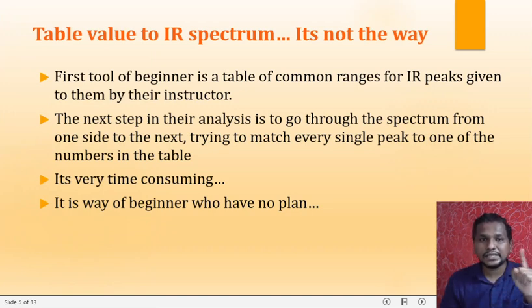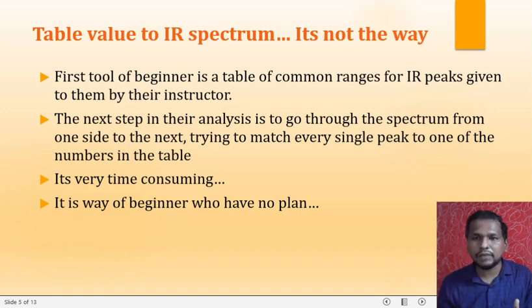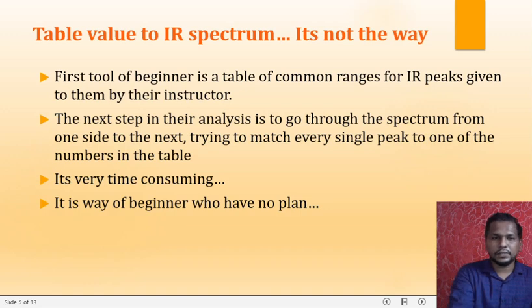We have to see where exactly the peaks are coming, at which wave number, and then we are going to observe the table for the functional groups, because in the same region there are several functional groups which give the spectra. So first of all, observe the spectra carefully and then go for the table values. No doubt we have to refer to the table values, but not in the beginning, but in the second step. First step is observe the IR spectra carefully. This is the way of interpreting the IR spectra.